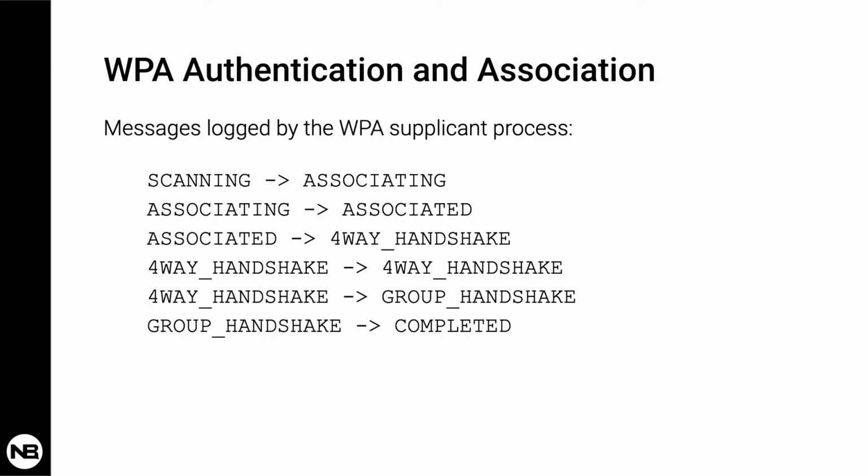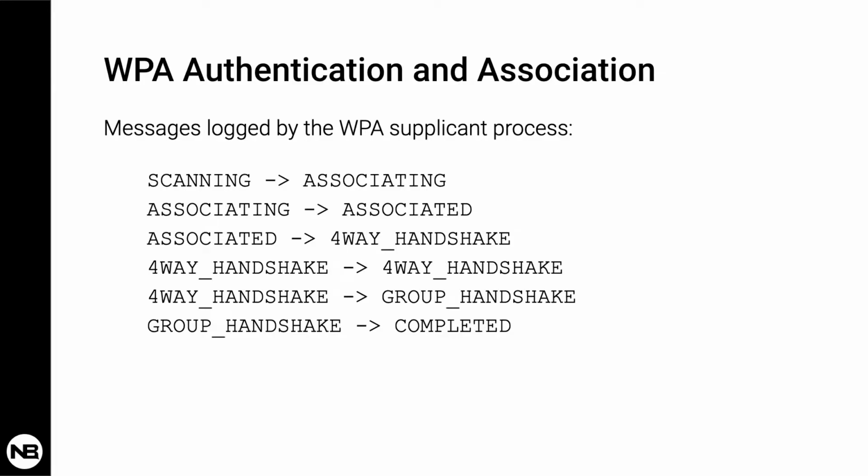You can see that here the stages are broken down into these 6 different steps. In the first one, you see that the client is going from scanning to associating to a BSSID. Then, of course, it completes the association, and this is the probe request, probe response step.